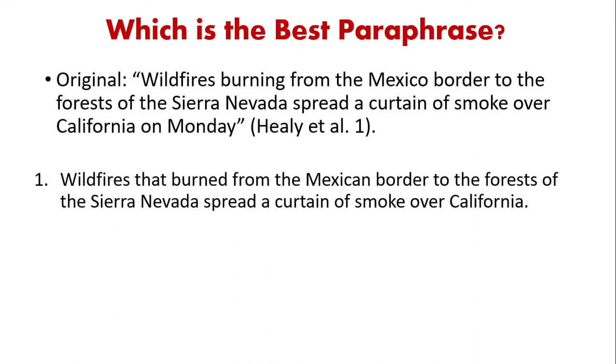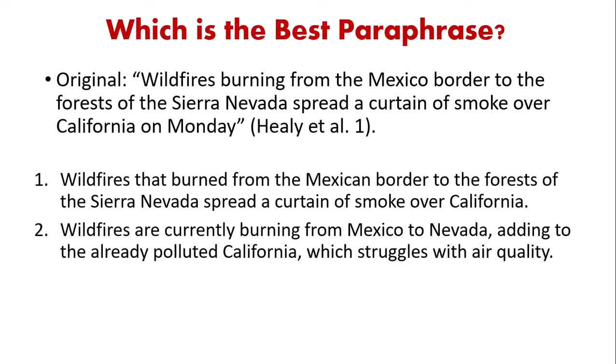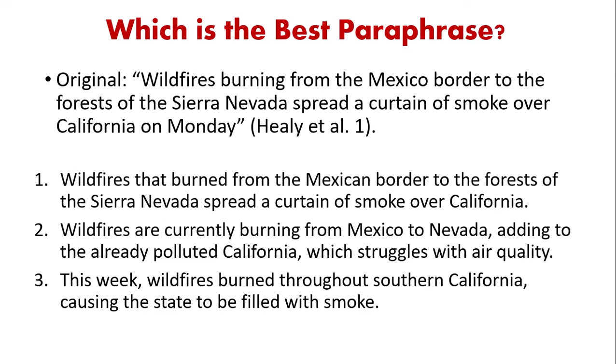Well, number one, wildfires that burned from the Mexico border to the forest of the Sierra Nevada spread a curtain of smoke over California. Two, wildfires are currently burning from Mexico to Nevada, adding to the already polluted California, which struggles with air quality. Three, this week, wildfires burned throughout Southern California, causing the state to be filled with smoke. So which one is the best?